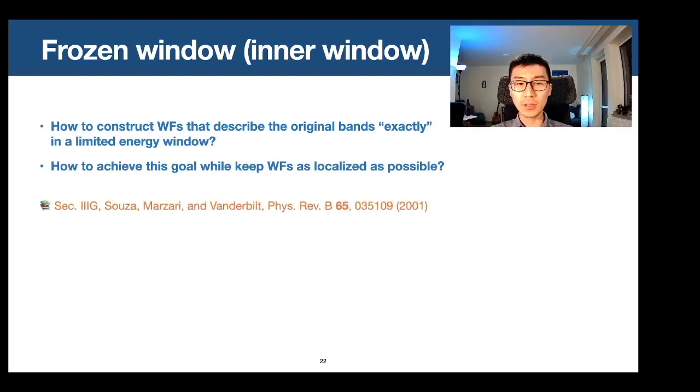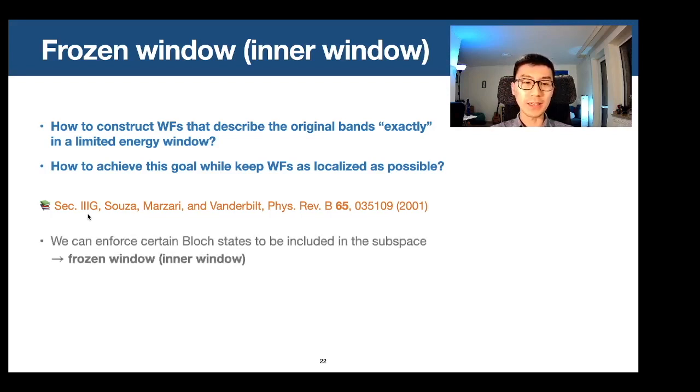This was introduced again by Ivo Souza's paper in 2001, and it is written in section 3G. Roughly, we can enforce that certain Bloch states are included in the subspace, and the window that we define in such a way that all the Bloch states are included in the subspace is called the frozen window. Sometimes it's also called the inner window because it's within the outer window spanned by the Bloch functions.